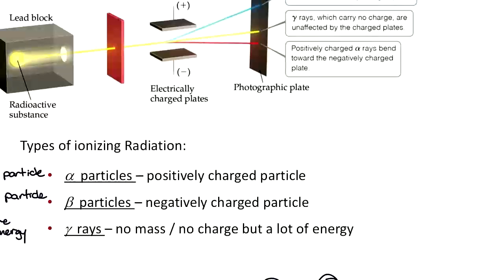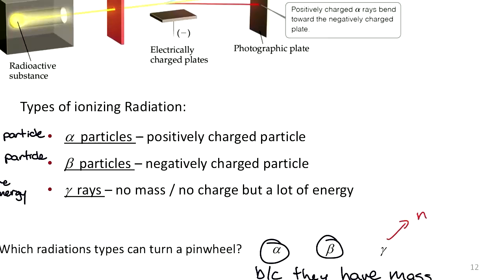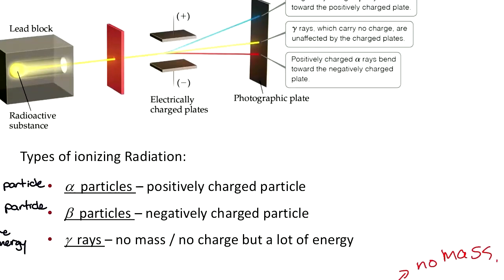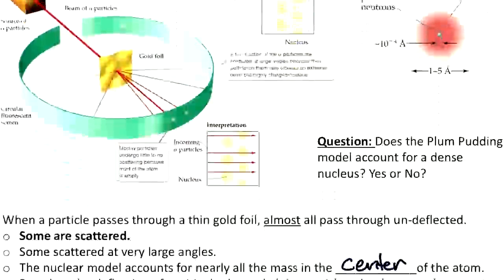Which radiation source can turn a pinwheel? It's just alpha and beta. Gamma has no mass, right? No mass. All right, so we'll talk more about those. I'll demonstrate those radiation sources next week.